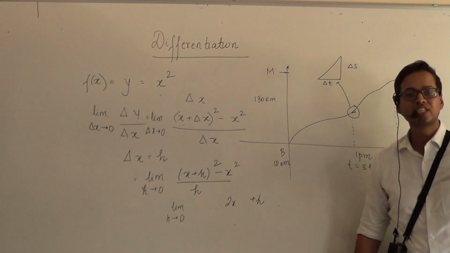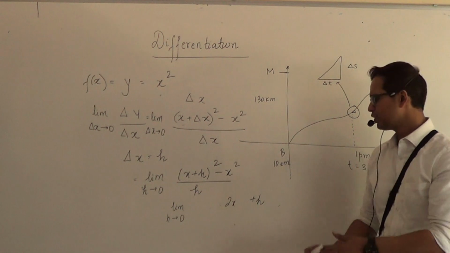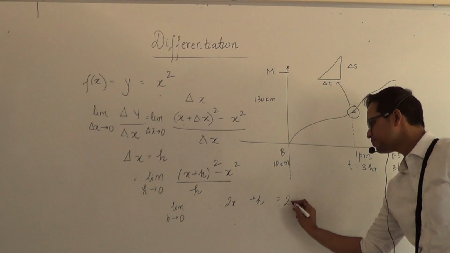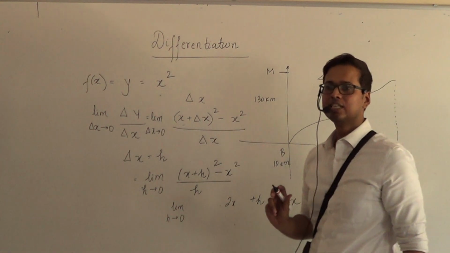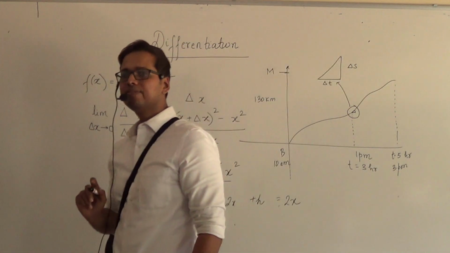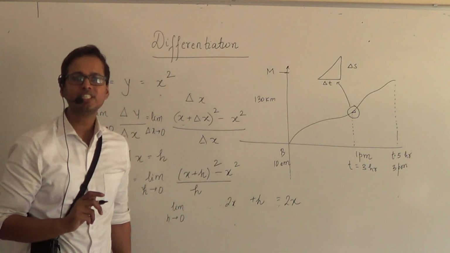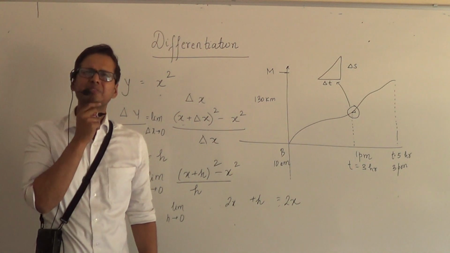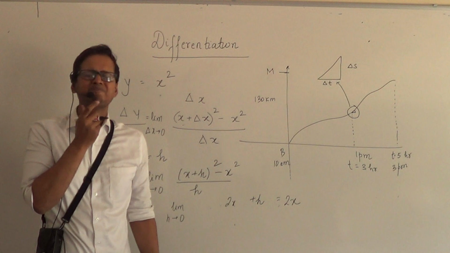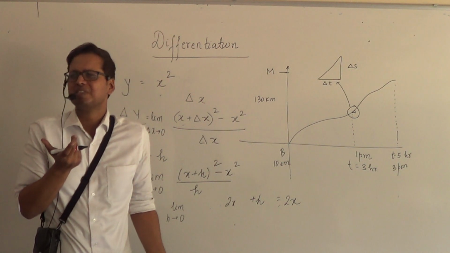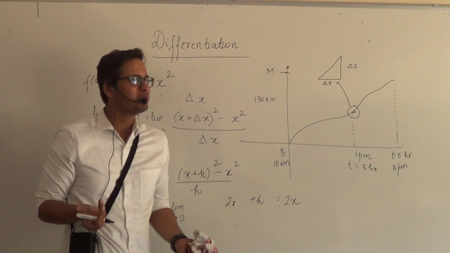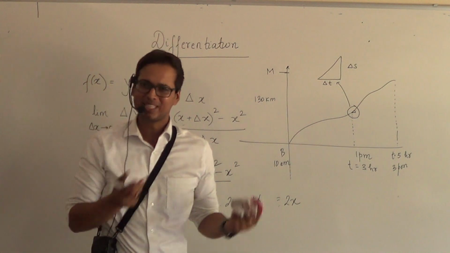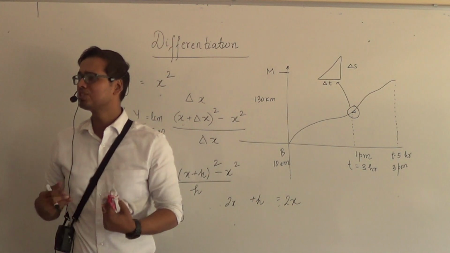Now next what do I do? Method of substitution. Substitute h as 0. What is my answer? 2x. Correct. So we say the derivative of the x square function is 2x. Now it makes me think, derivative of x square is 2x, I didn't get a feel of it. How is 2x related to x square? Mathematically, yes, derivative of x square is 2x.